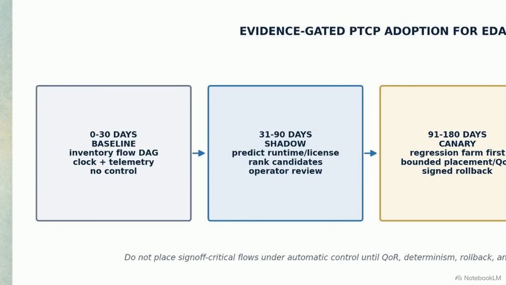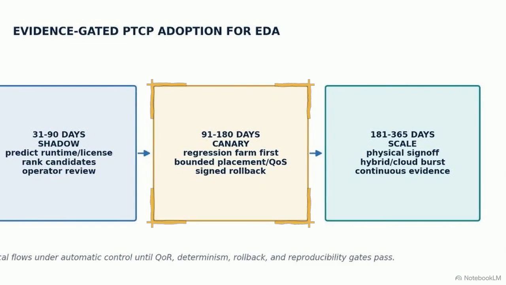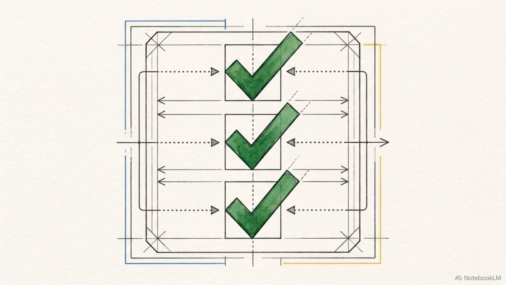Next is the canary phase. Here, highly reversible actions like job pacing and data pre-staging are applied exclusively to a partitioned, non-sign-off regression farm. Advancing past this stage requires absolute, documented proof of identical test seeds, exact coverage equivalence, and flawless one-command rollback capabilities.